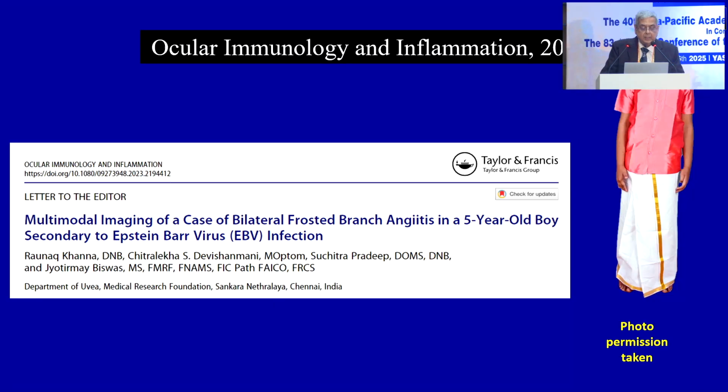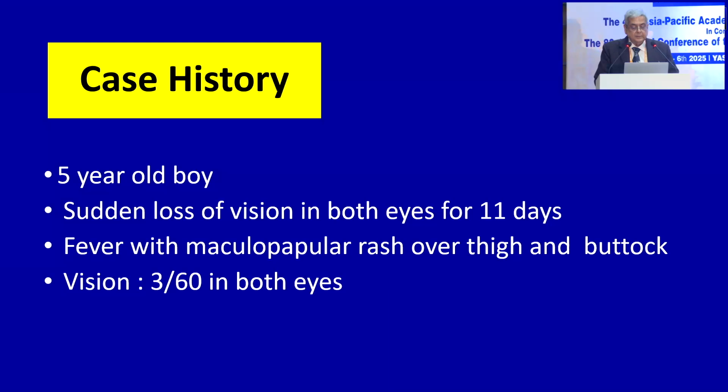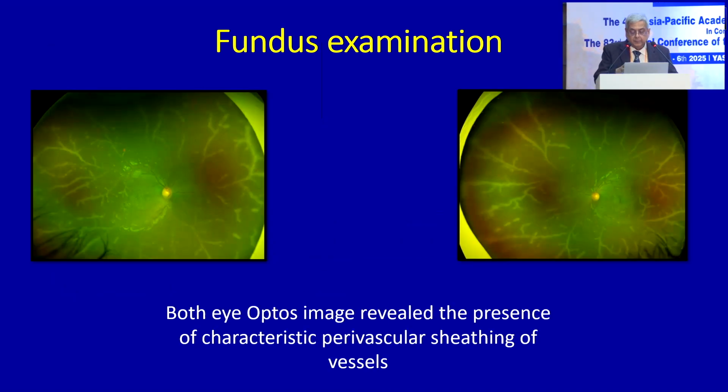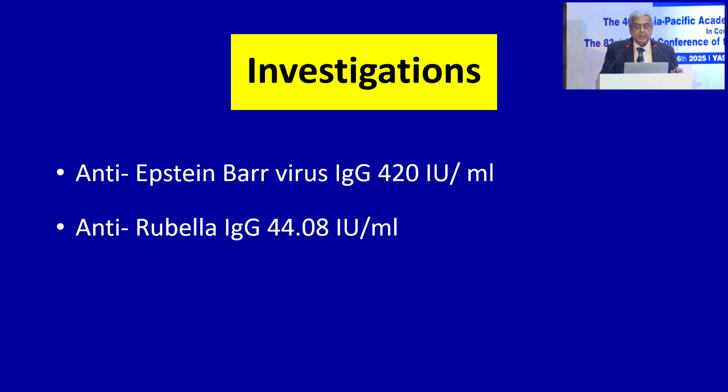And this is a case which I wanted to show you, multimodal imaging in a case of bilateral frosted branch angiitis in a 5-year-old boy secondary to Epstein-Barr virus infection. This boy had sudden loss of vision in both eyes for 11 days, fever with maculopapular rash over the thigh and buttock. Vision was 3/60 in both eyes. What the patient has is frosted branch angiitis. Both eyes' Optos images showed characteristic frosted branch angiitis. Anti-Epstein-Barr virus was very high, 400 to 420 international units per ml.